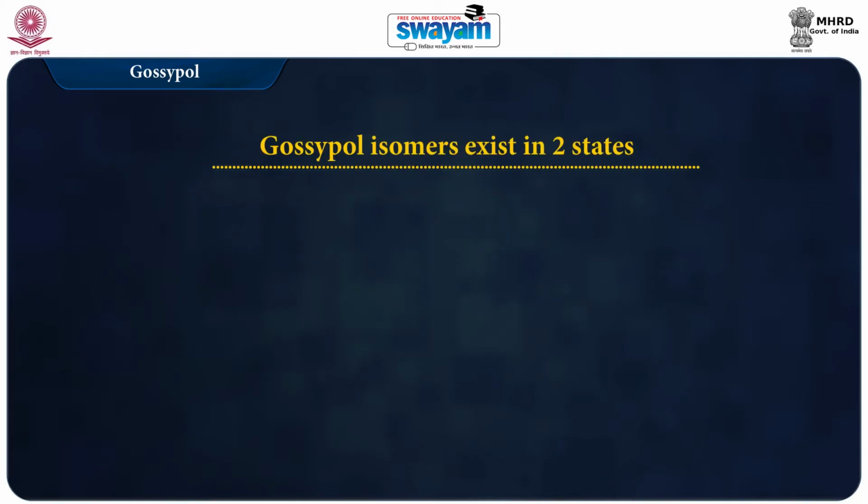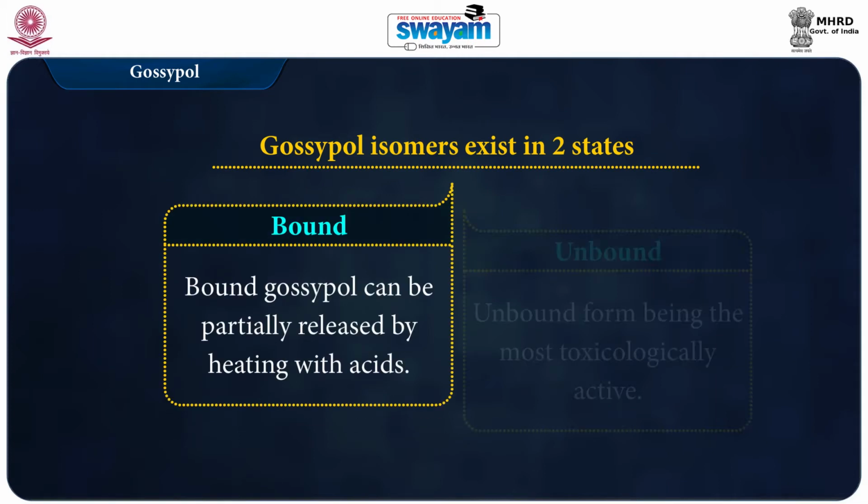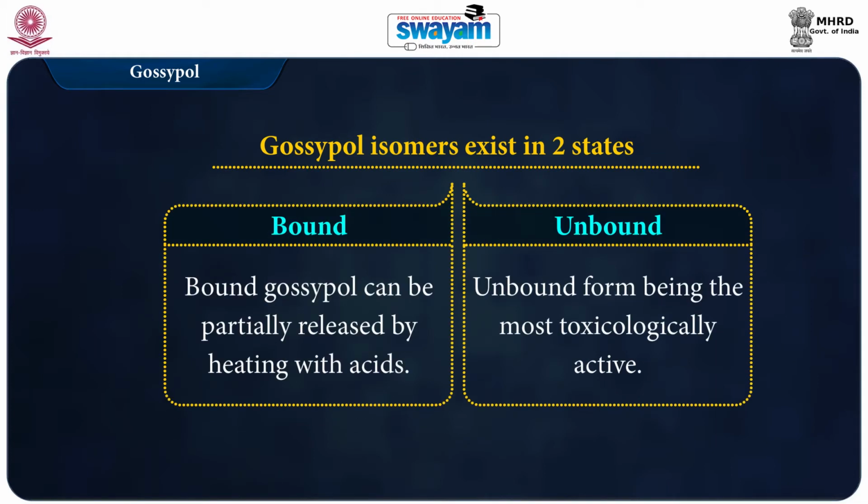Gossypol isomers exist in two states, bound and unbound. Covalent protein adducts, typically with lysine residues, form the bound state, with the unbound form being the most toxicologically active. The bound gossypol can be partially released by heating with acids.